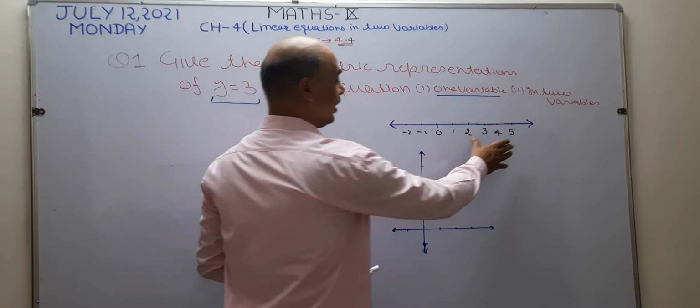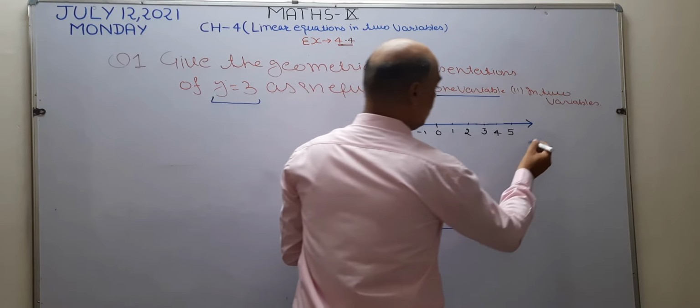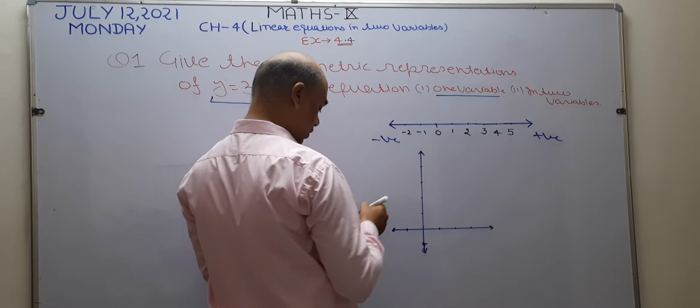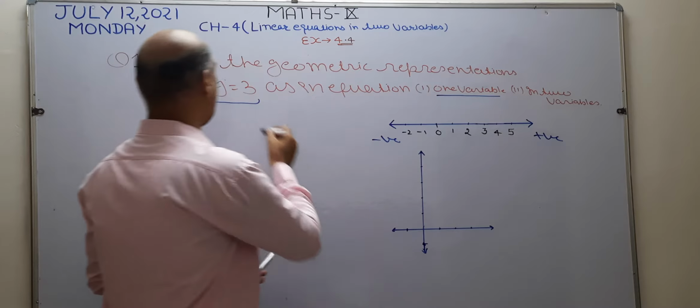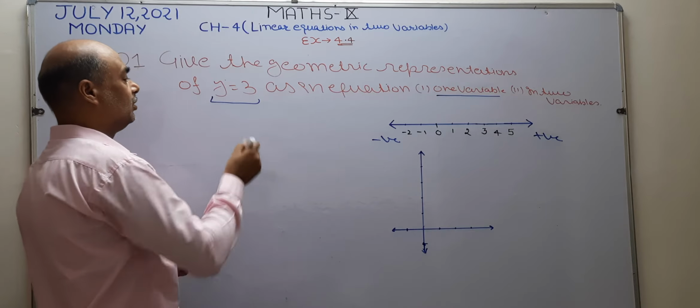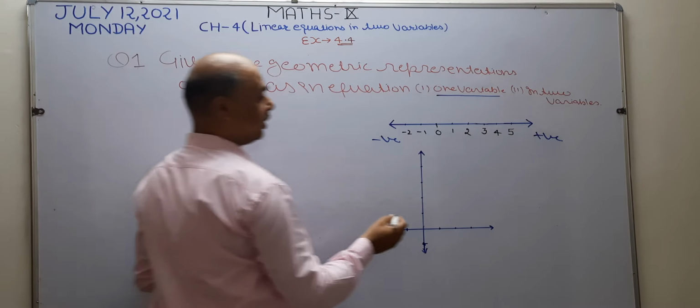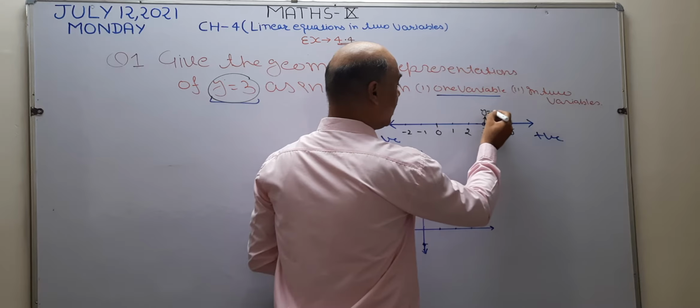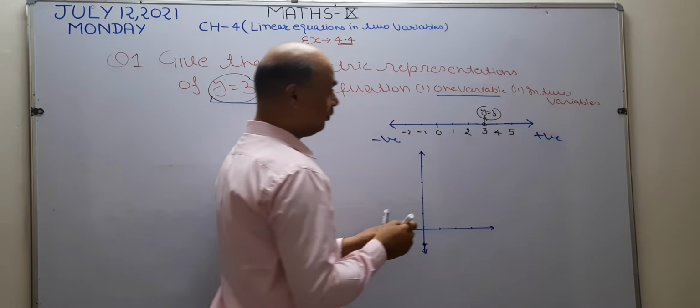As you know, this is the number line. This is your positive side and this is negative. Now I am going to represent the value of y on the number line. Y equal to 3 is given, so the value 3 is at this point. So this represents y equal to 3 on the number line.